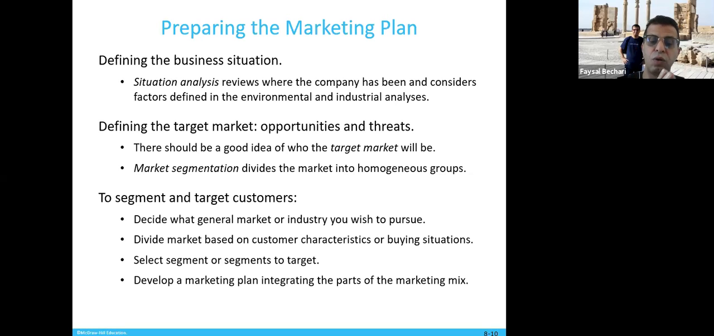Select the segment or segments to target. You always have to segment them and pick some segments or one segment and target them. Develop a marketing plan integrating the parts of the marketing mix, which, as we said, with this segment, you're going to have this price, this product or service, this promotion, and this location that I'm targeting this segment with. Okay. So this is what you call segmenting and targeting the customers.